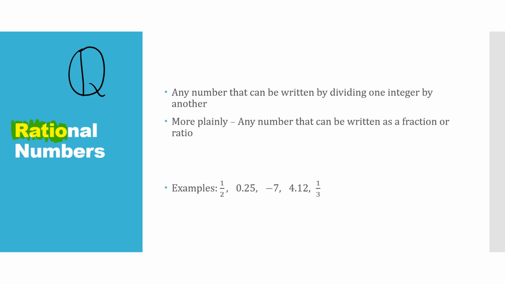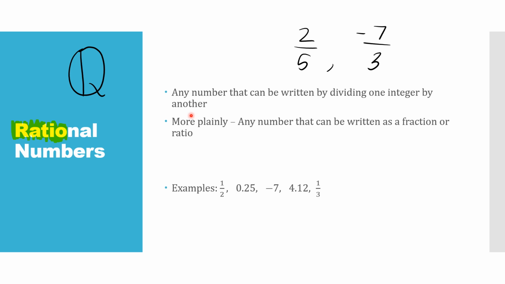So let's think like, whoop, let me switch to my pen. 2 over 5. 2 is an integer, 5 is an integer. So 2 over 5 is a rational number. And this can include negatives. Remember, integers can be positive or negative. So this could be negative 7 over 3. Right, negative 7 is an integer, 3 is an integer. So negative 7 over 3 is a rational number because it's an integer divided by an integer.